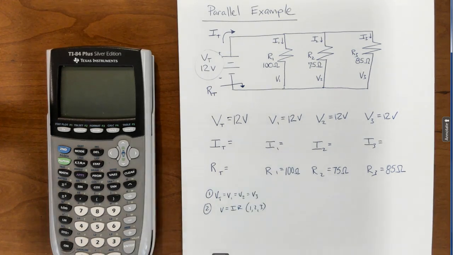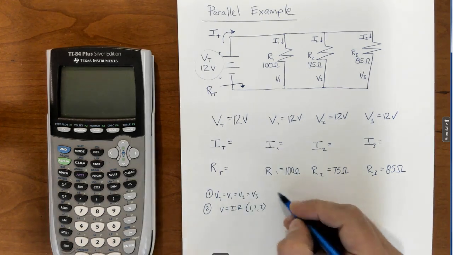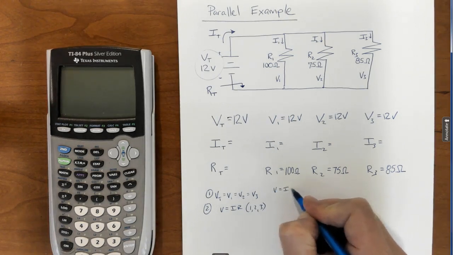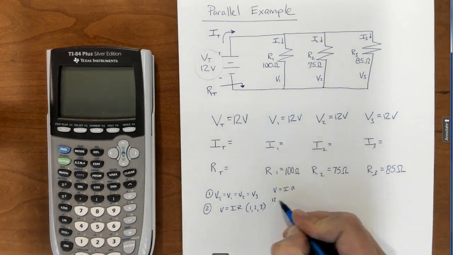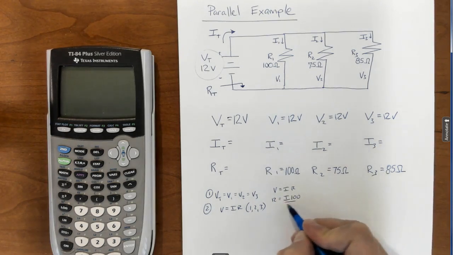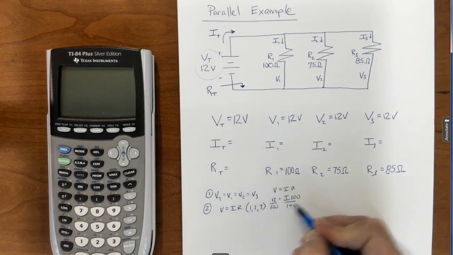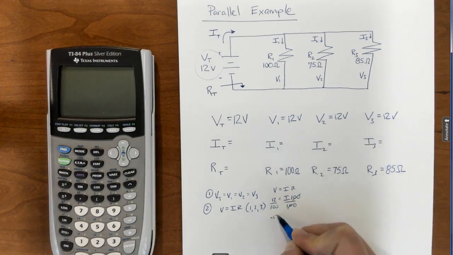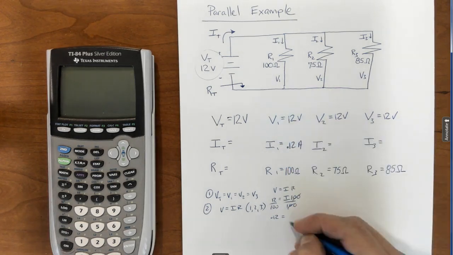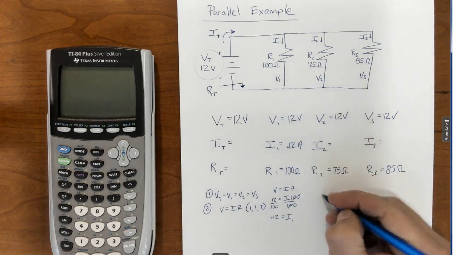Can't do it for the totals yet. So let's work that out. Volts equals I times R. Right here, we're going to have 12 volts equals the current unknown times the 100. You're going to divide both sides by 100. And you're going to get 0.12 amps for the current.